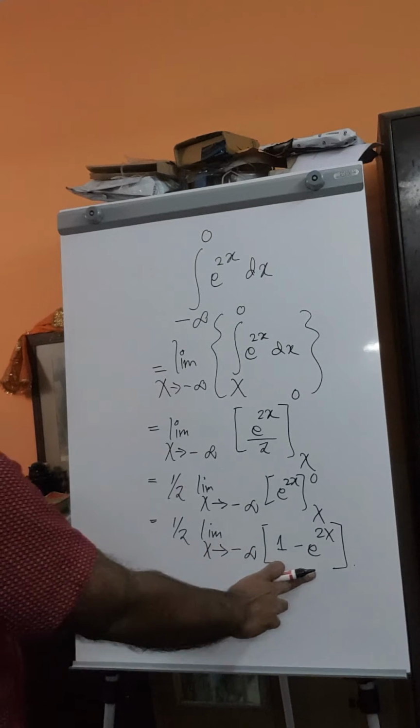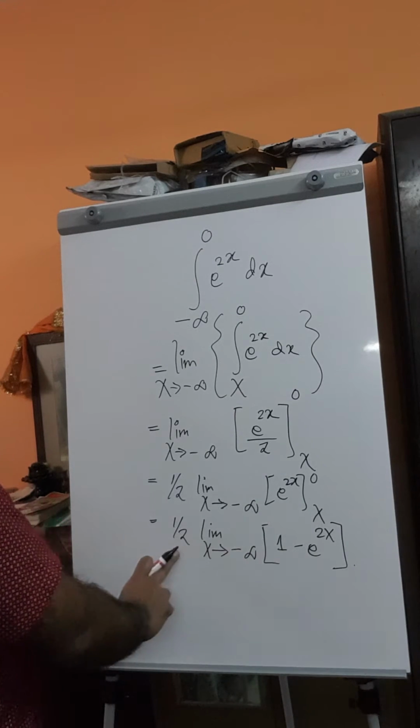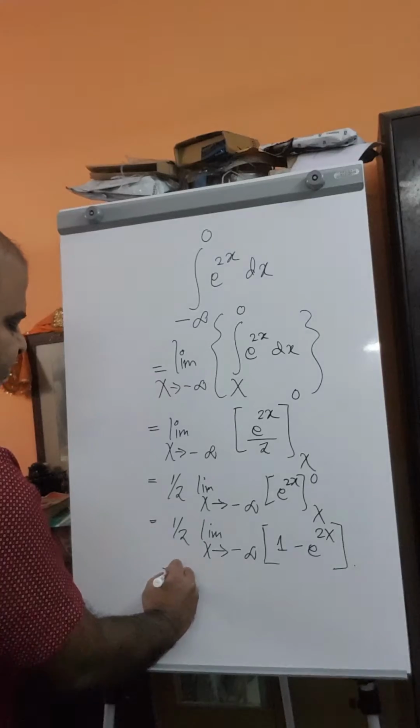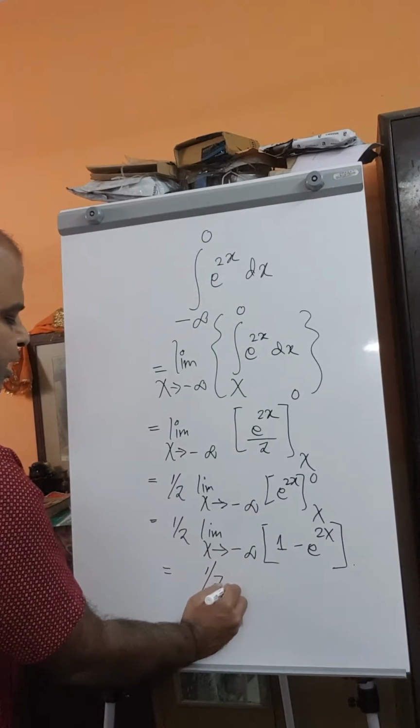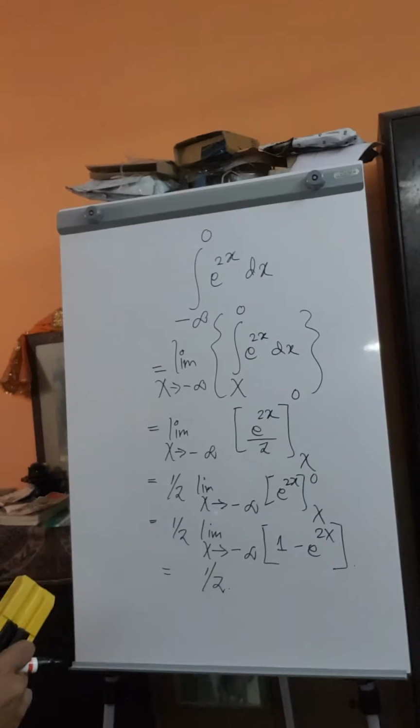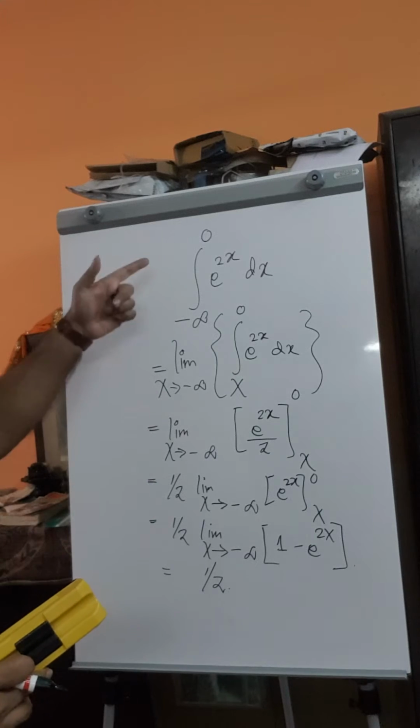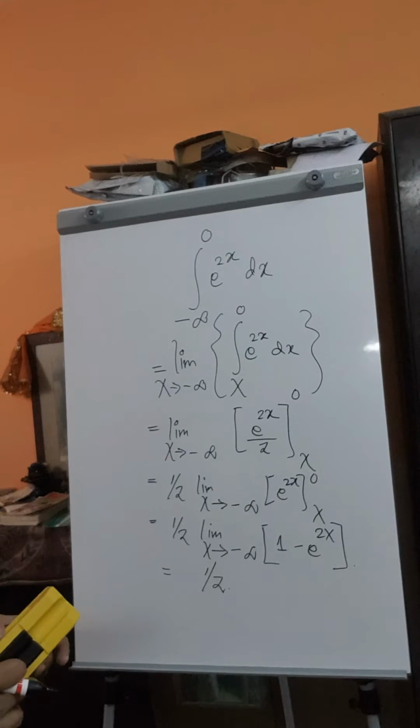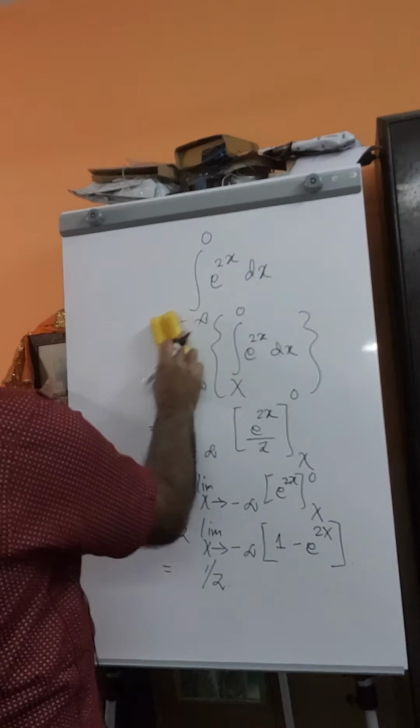So this portion becomes 0. So here the answer is 1, multiplied by half outside. So finally the answer of the limit becomes half. So here also we have a convergent improper integral of type 1. Let us now consider another problem.